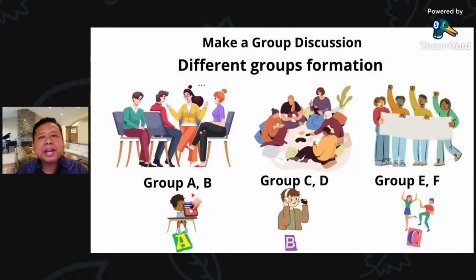Let's make a group discussion with different group formation. For those students who chose picture A, please make groups A and B. For those students who chose picture B, please form groups C and D. For this student, we make group C and X.